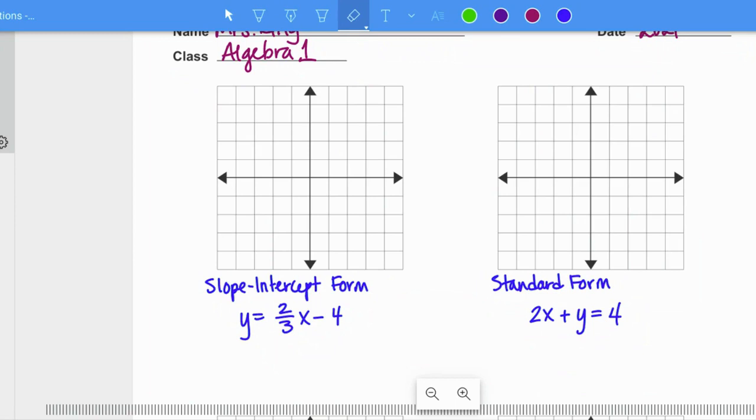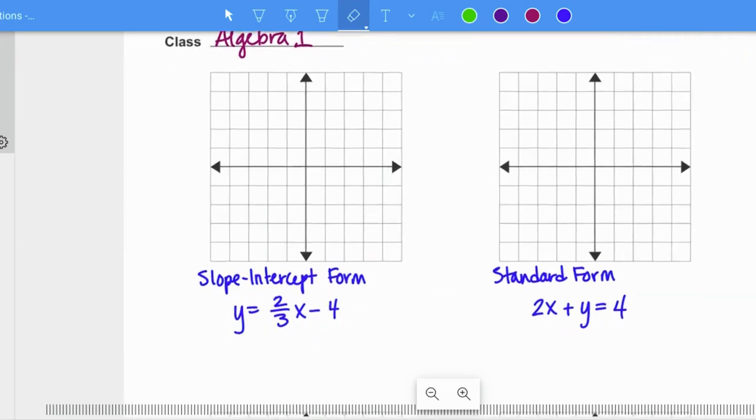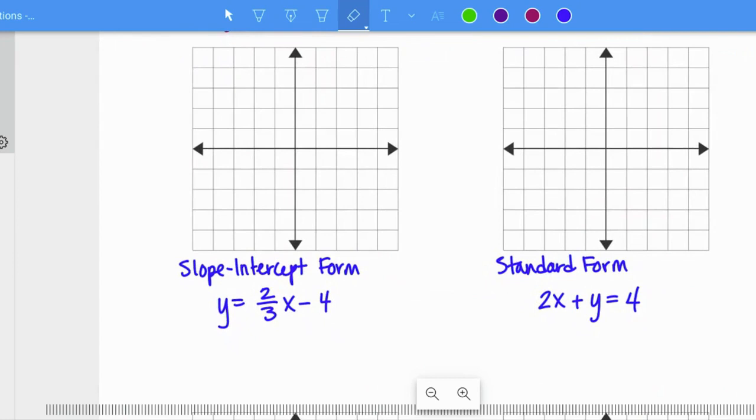So for instance, if you have an equation in slope-intercept form, meaning you have y alone on one side of the equation, you should be able to identify the y-intercept, meaning if I put 0 in for x in that equation, 0 times 2/3 is 0, subtract 4, my y-intercept will be at -4. So 1, 2, 3, 4. That is one solution to the equation.